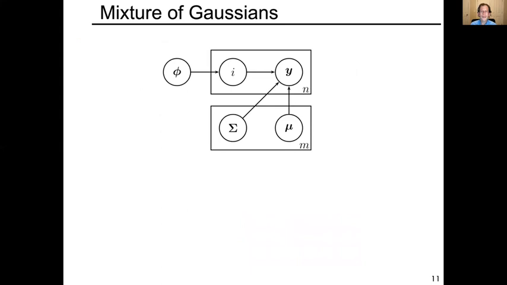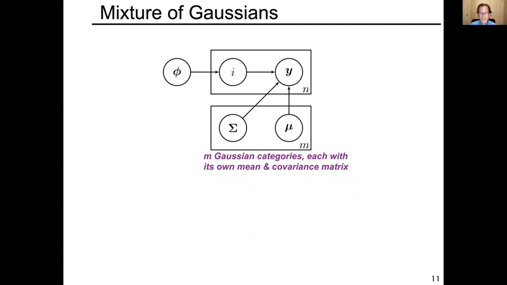So here's a directed acyclic graphical model, a visualization of a mixture of Gaussians model. And it has a little bit of new formalism above and beyond what we've seen for directed acyclic graphical models to date. And I'll explain that here. So this is a generative story of how data comes about in the world.